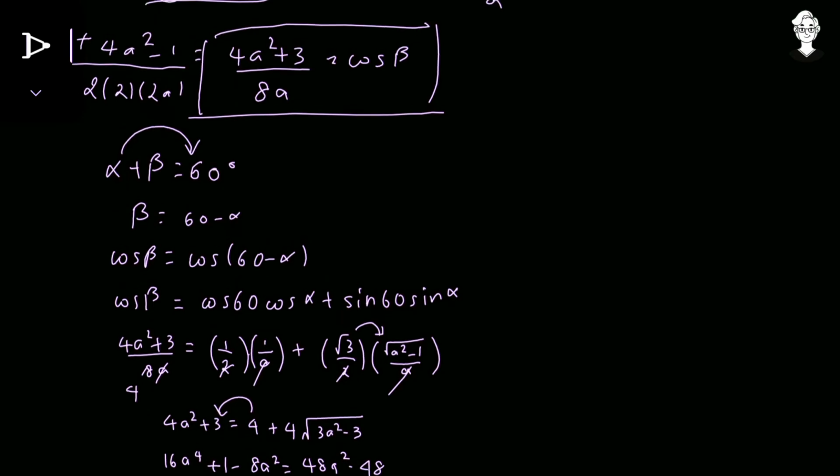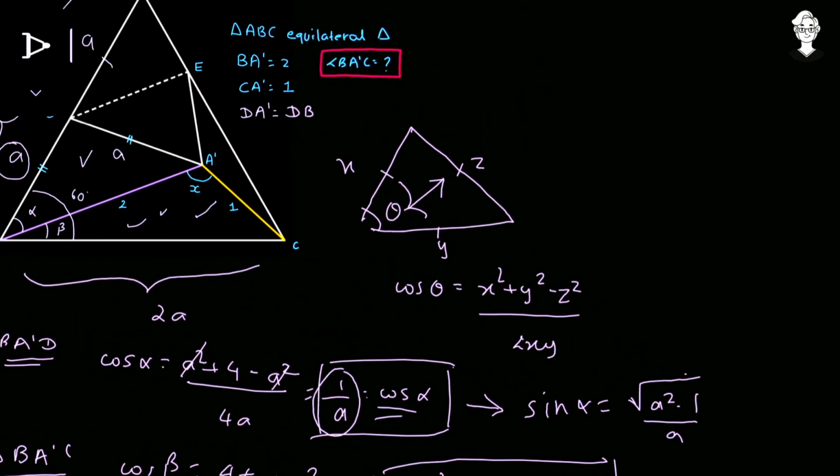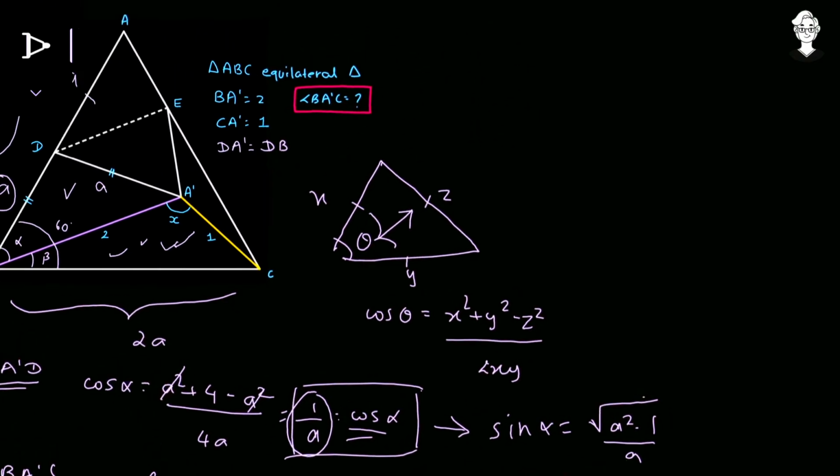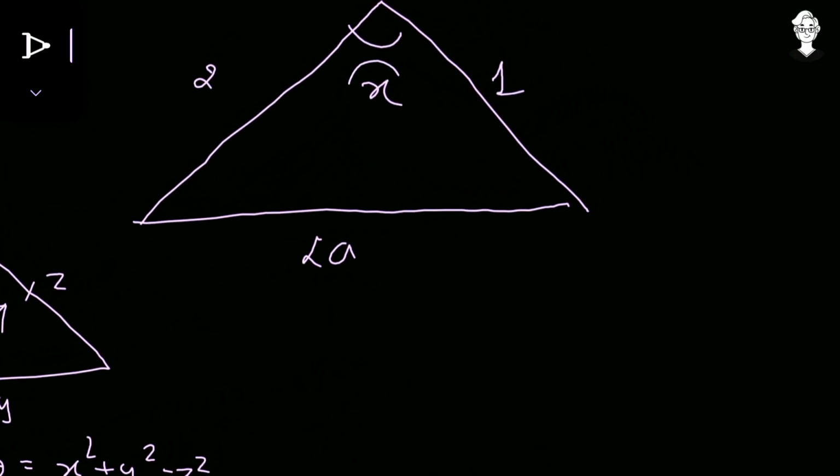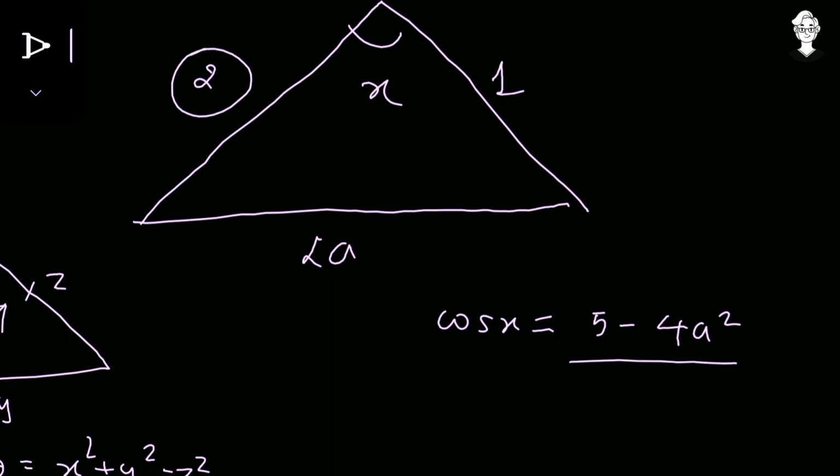As I told you, if we get the value of a, we can just apply the cosine rule again in this particular triangle. So now we have a triangle like this. This side is equal to 2, this side is equal to 1, this side is equal to 2a, and here's the angle x. Applying the cosine rule according to this angle x, cos of x is the squares of the adjacent sides together, 2² is 4 plus 1, that is 5, minus (2a)², that becomes 4a², upon 2 times 2 times 1, so that becomes 4.